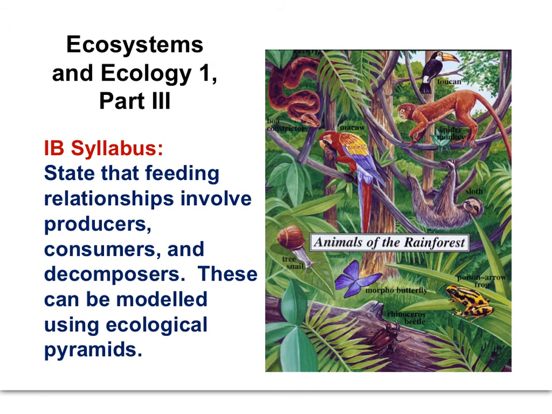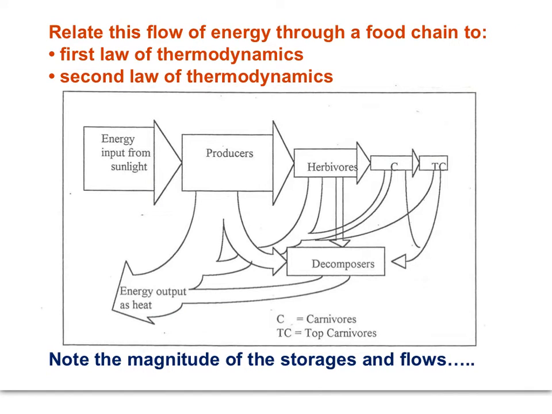It's important to realize that feeding relationships involve producers, consumers, and decomposers. These can be modeled using ecological pyramids. In this diagram of energy flow through a food chain, we can see the transformation of energy from a high-quality, ordered form, solar energy and food, to a low-quality form with high entropy, and that's heat. And heat is transferred out of the system to the universe. And there's the second law of thermodynamics.